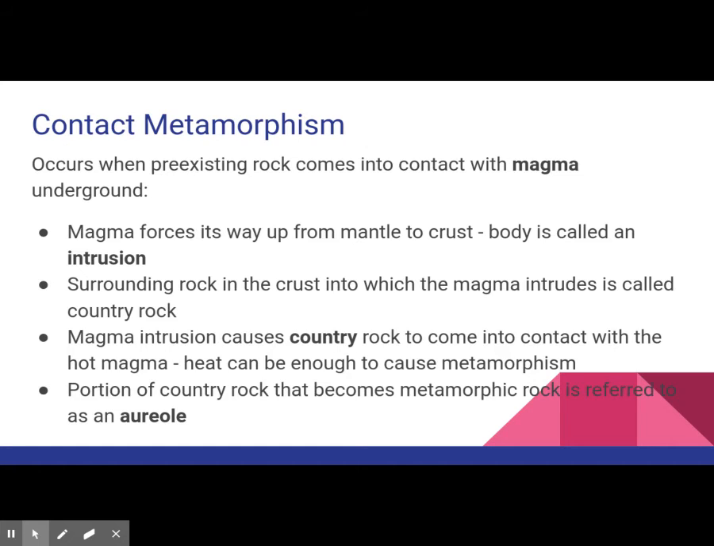It's like the pre-existing rock that was there. So as the magma works its way through or near the country rock, it comes in contact with that country rock, and the hot magma is enough to cause metamorphism. And the portion of the country rock that actually becomes a metamorphic rock, the rock that actually goes through a change, is referred to as an aureole, sort of like the bird, the oriole.